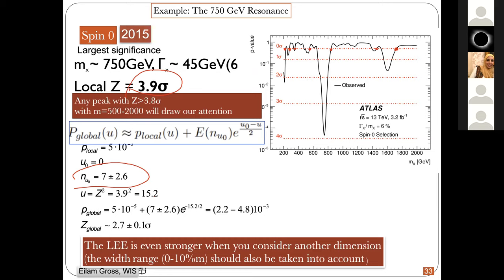Note that I didn't really have to toss any Monte Carlo experiment. This was enough accuracy. We got a very small error at the end, translated to something very small. So we are very happy. So we answered the question, what's the probability to have a fluctuation of 4 sigma or more in a mass range of 200 to 2000 GeV?